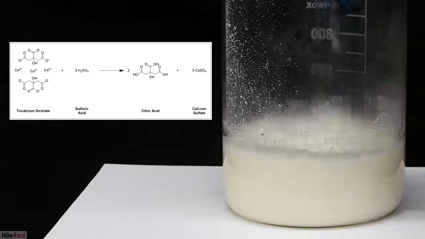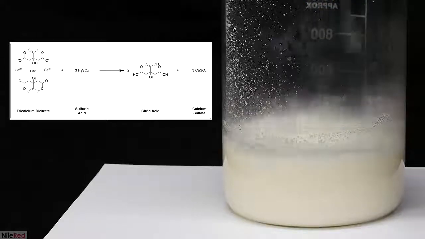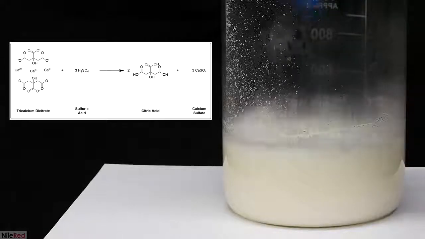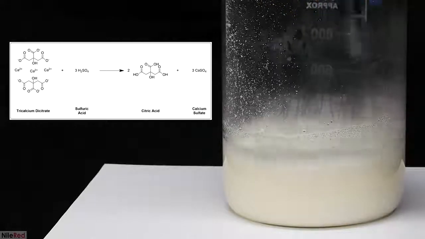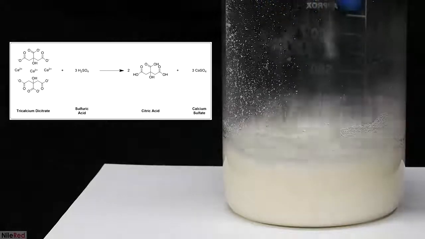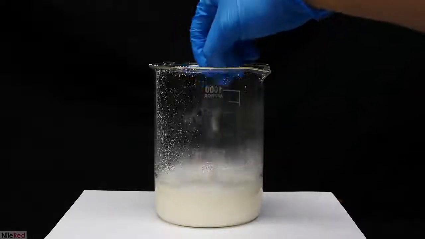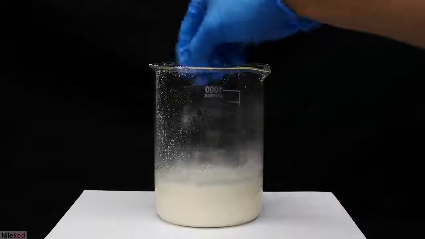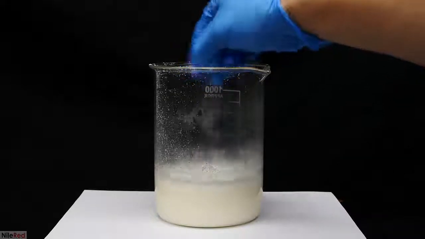In this reaction, we're converting the calcium citrate back to citric acid. Citric acid readily dissolves into the water, but the calcium sulfate that we produce is really insoluble. It's important that the side product salt is insoluble because this lets us separate it from the citric acid. Because we're starting with calcium citrate, which isn't very water soluble, and ending with calcium sulfate, which is also not very water soluble, it doesn't look like too much is happening.